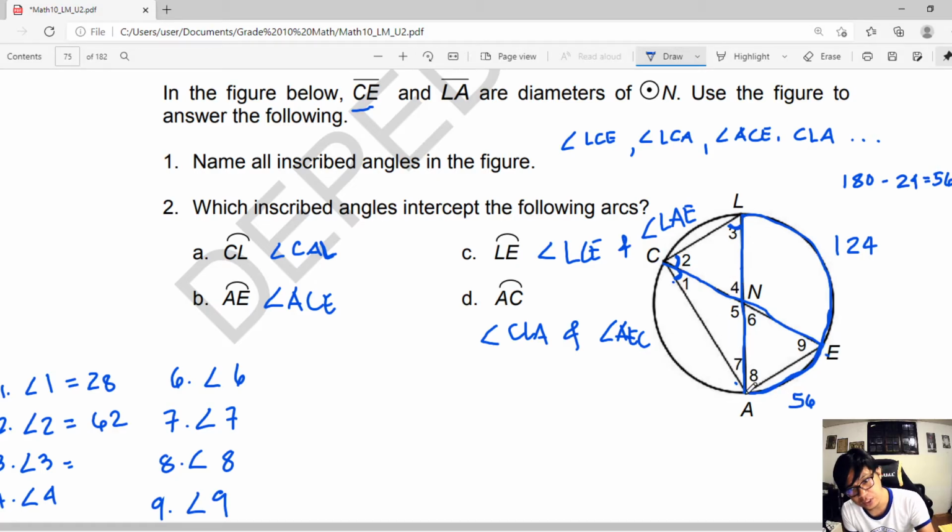So, ito yung intercepted arc niya, yung angle 3. Tama? So, ibig sabihin, ang measure nito, 56 ito siya. Ibig sabihin, 180 kasi ang total. So, the measure of the intercepted arc here is 124. Since sinahanap natin ang inscribed angle, the measure of inscribed angle, 1/2 ng 124. So, the same also, that is 62 degrees.